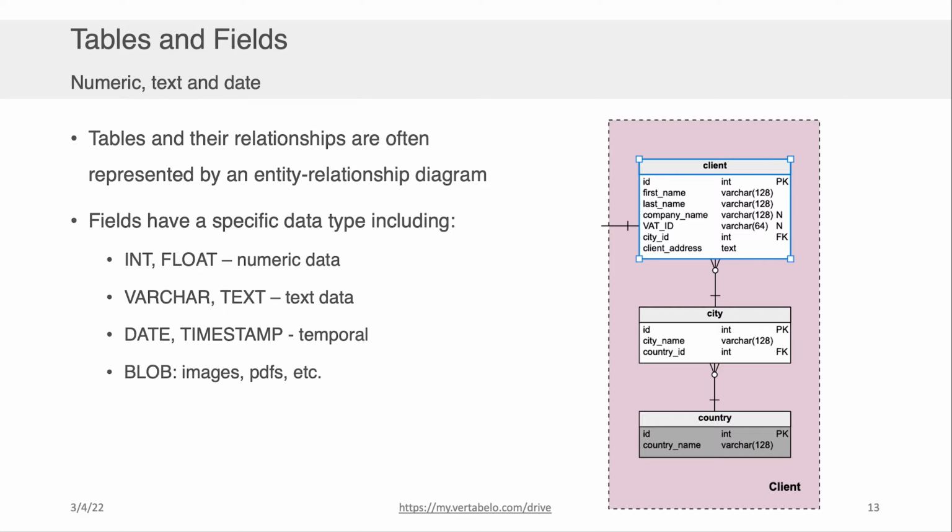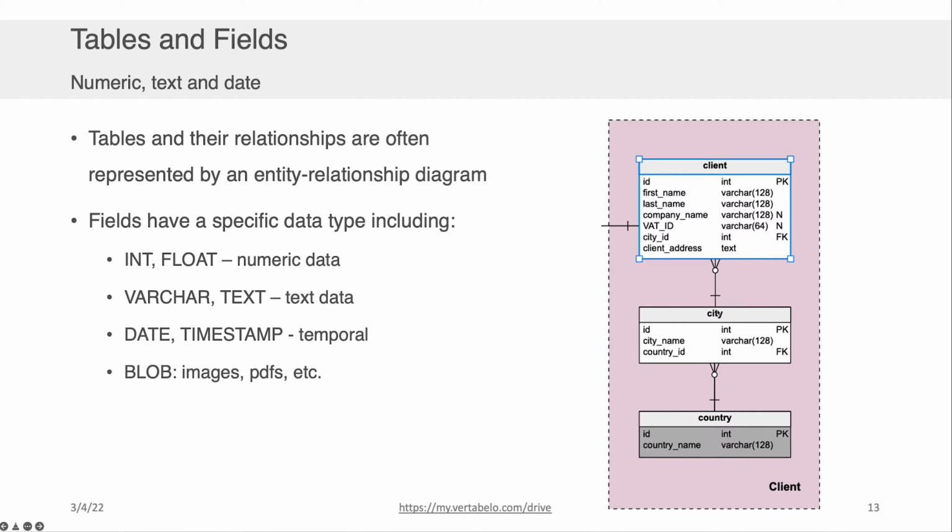But anyway, what this is meant to show you is if you had three tables, a client table, a city table, and a country table, each of these tables has some fields. In the case of the city, for example, it has an ID, a city name, and a country ID that is an int, a varchar, and an int respectively.